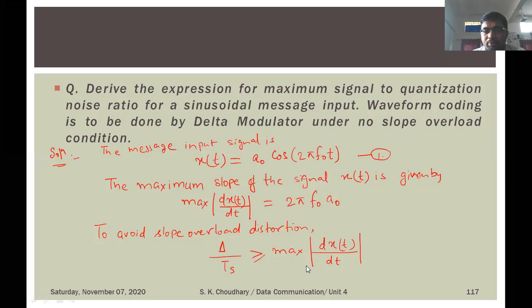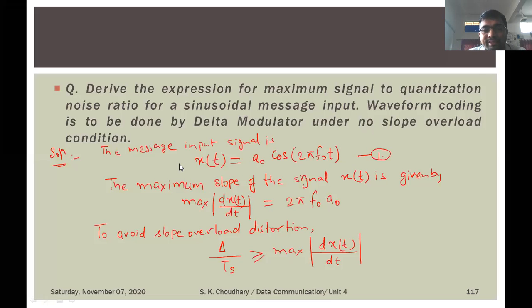Sometimes this question is asked in half form, where a sinusoidal waveform equation is given and you have to find the condition of no slope overload distortion, that is, the value of the signal amplitude for which there is no slope overload distortion. So we will see that. This is a very important problem.